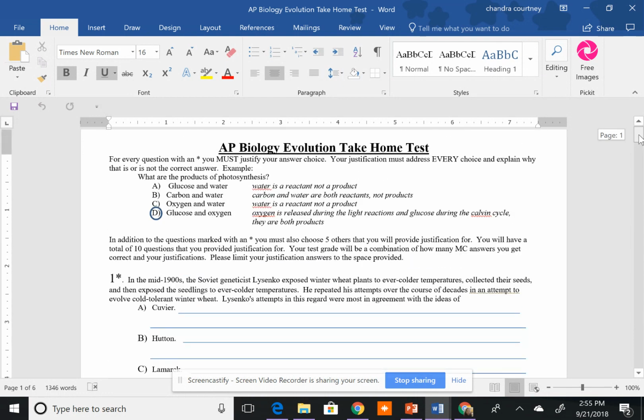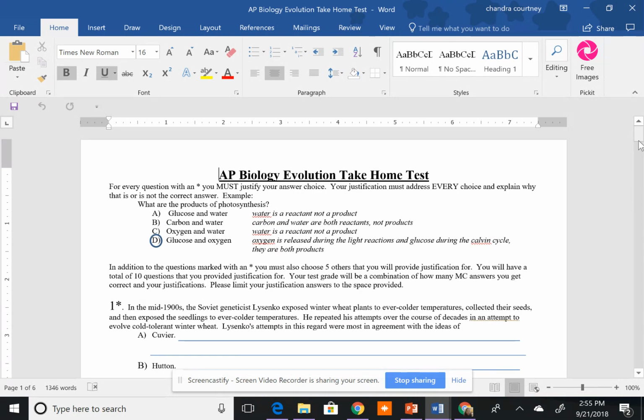All right, so find the image that looks like the one that I have on the screen. This is the AP Biology Evolution Take-Home Test. It is not the same thing as those 4 essays I gave you. Those are separate. Those have a different due date, okay? So this take-home test is due, let's see, when is it due? October 6th. Okay, the take-home test is due on October 6th.